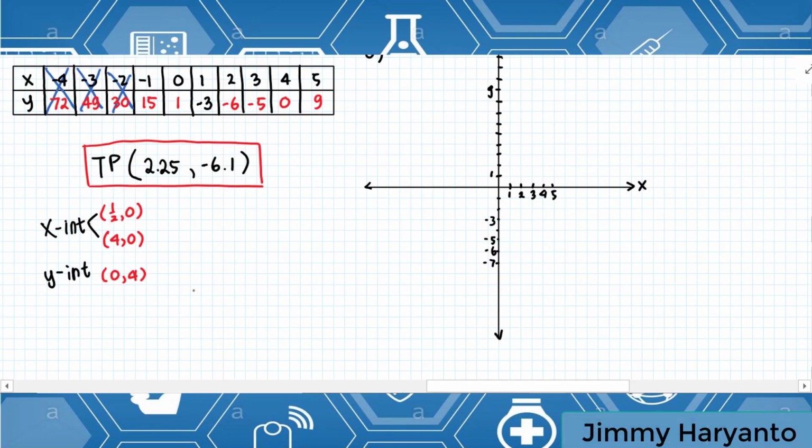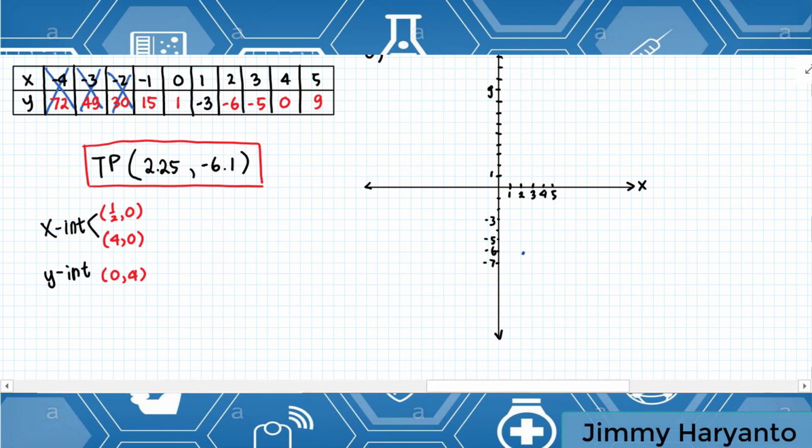Okay guys, so far we already have these points. The first one is the turning point. I want to put the turning point first: 2.25, negative 6.1. 2.25, negative 6.1 is around here.